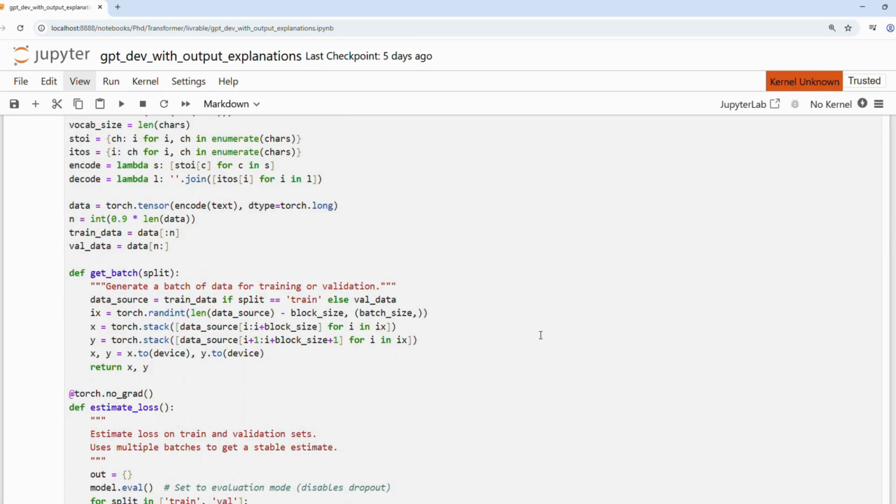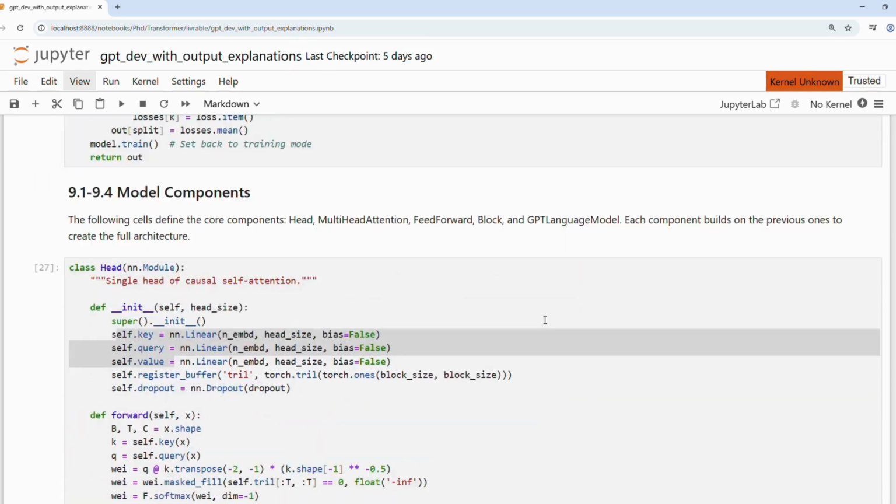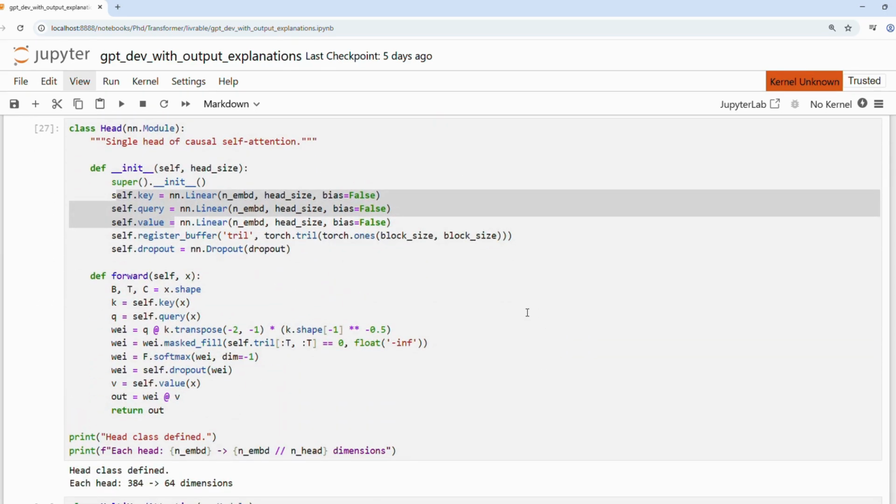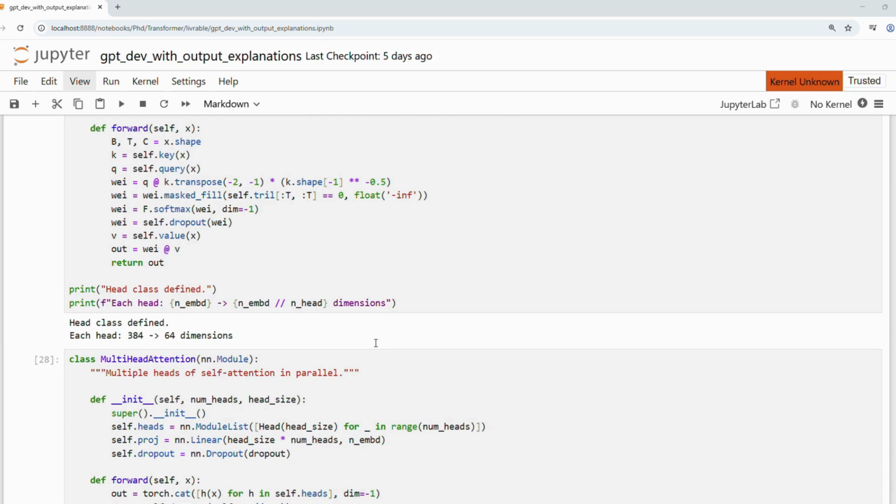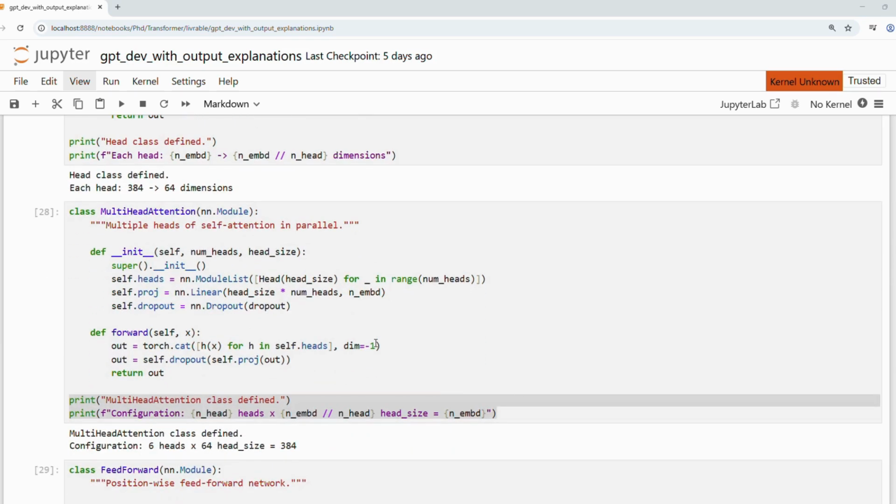Let me describe each component in order. First, the Head class. This implements a single head of causal self-attention. It contains 3 linear projections for queries, keys, and values, a causal mask stored as a buffer, and dropout for regularization. Second, multi-head attention. This runs multiple attention heads in parallel and concatenates their outputs. With 6 heads and an embedding dimension of 384, each head operates on 64-dimensional subspaces. Different heads can learn to attend to different types of relationships. Syntactic structure in one head, semantic similarity in another.